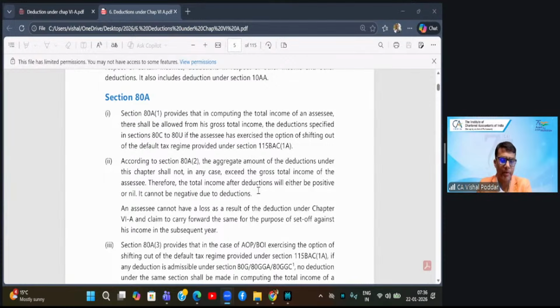Now we start with this chapter. In this chapter, you will be taught what are the various areas where deduction is allowed, which is divided in three categories: deduction for payments, deduction for incomes. Incomes we are not going to cover because it is not part of your syllabus. Only few of the sections are covered. And third, deduction for specific persons.